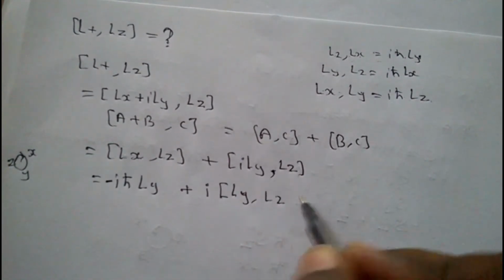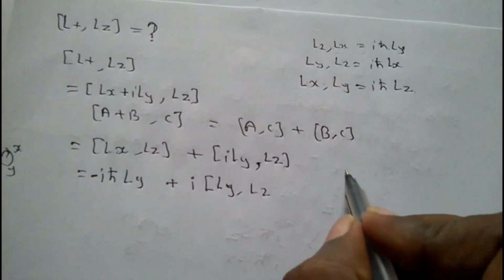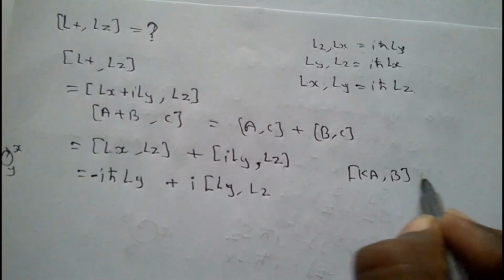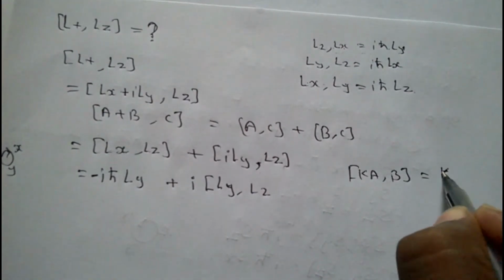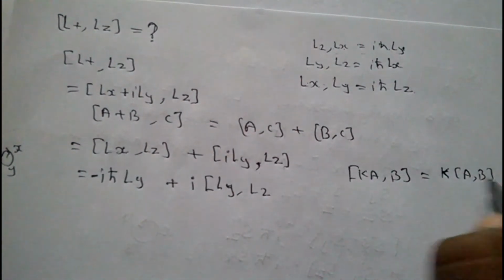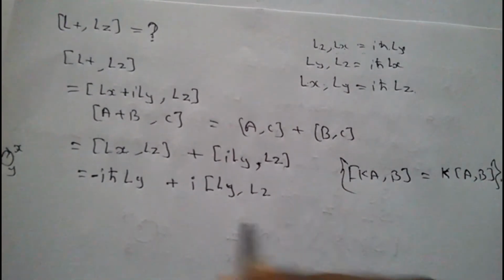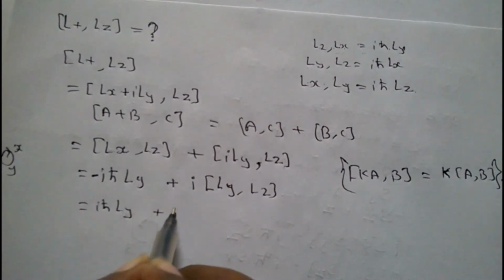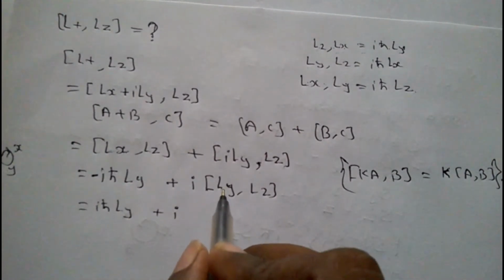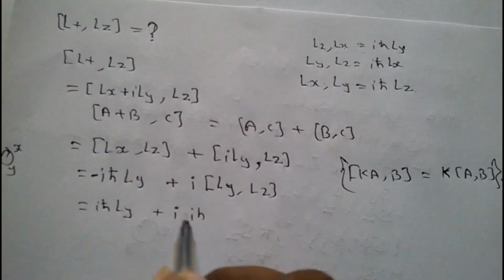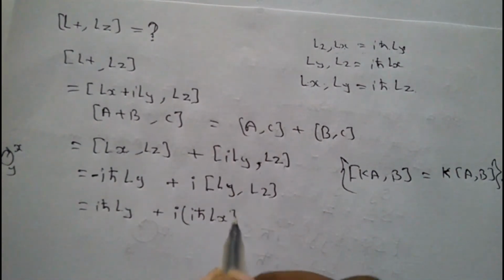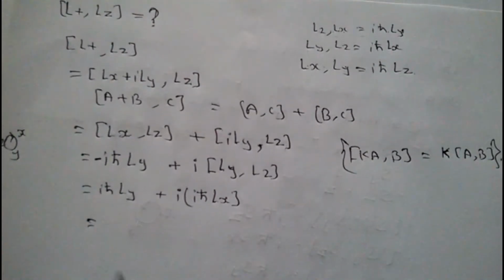I have told you in the first video that in the commutator of K A, B, we can take K common, because K is a constant. We can write like this. This is a property of the commutator. So now i h cross Ly plus i, and here is Ly Lz, so i h cross Ly Lz, here will be Lx equal to i h cross Ly.